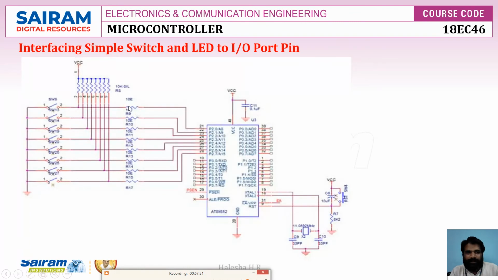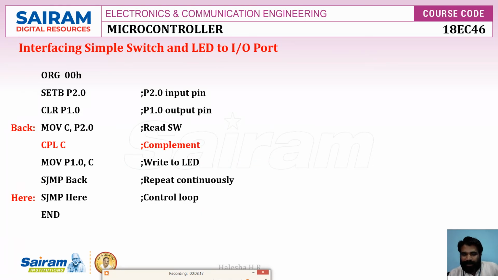And see this diagram, a set of switches are connected to port 2. As I said, you can change the port. One end of the switch is connected to the port pin, and the other ends are all shorted and connected to ground. To overcome the high impedance state, we connected VCC. That means when the switch is open, the value is 1. When the switch is closed, the value is 0. So let's see the program. This is for an individual pin.